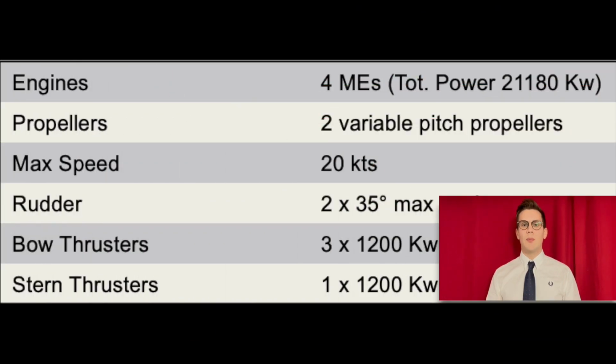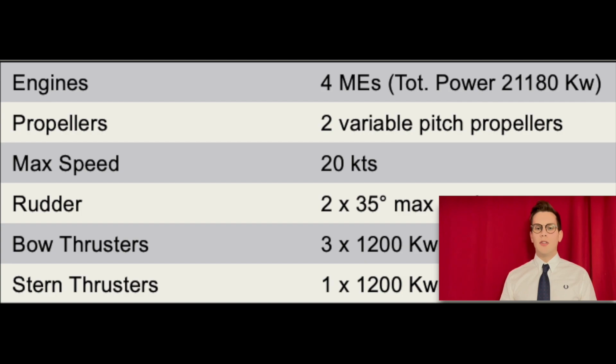About steering and propulsion, we have 4 main engines, total power 21,180 kilowatts, 2 variable pitch propellers with maximum speed of 20 knots, 2 rudders with maximum opening angle of 35 degrees, 3 bow thrusters of 1,200 kilowatts each and 1 stern thruster of 1,200 kilowatts.